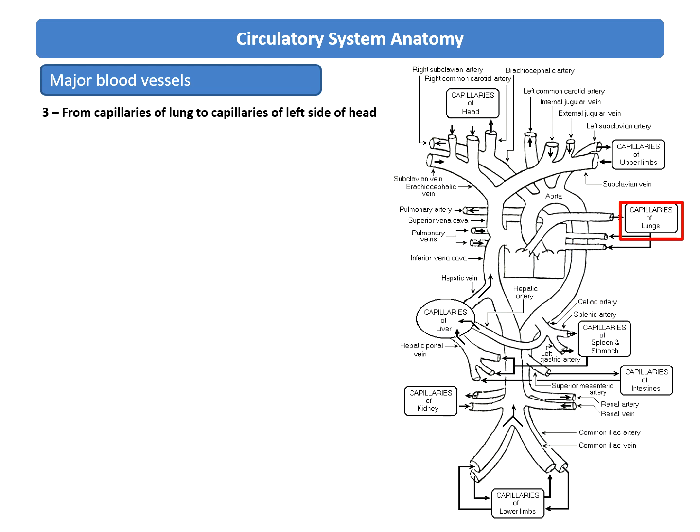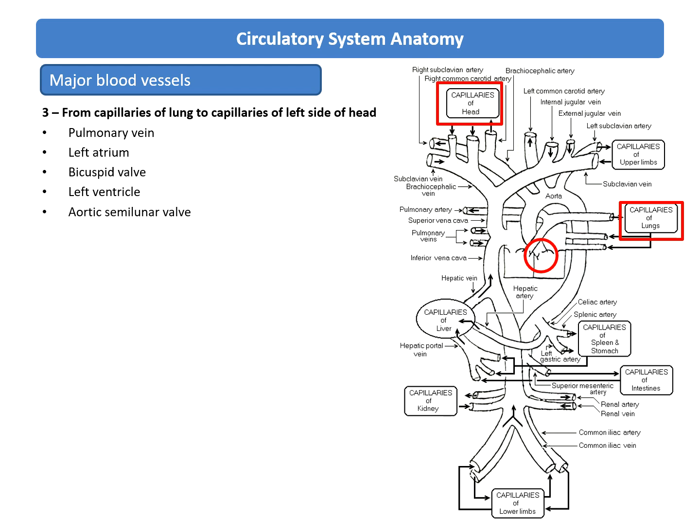Here's another one, from capillaries of the lung to capillaries of the left side of the head. Now that's a little trickier. From the lungs, blood flows through the pulmonary vein to the left atrium, passes through the bicuspid valve into the left ventricle. From there, the blood passes through the aortic semilunar valve into the aorta, and from there it passes in the left common carotid artery to the capillaries on the left side of the head.